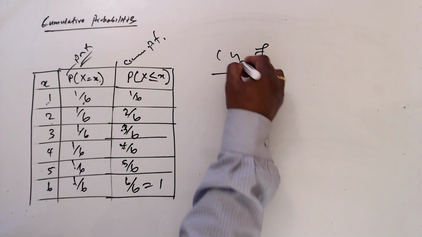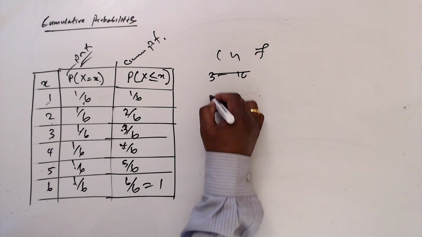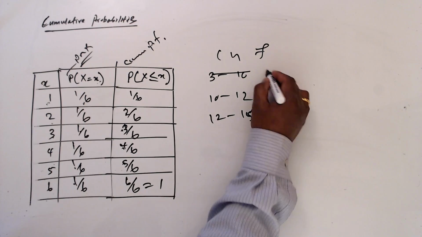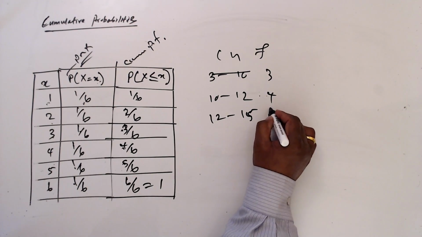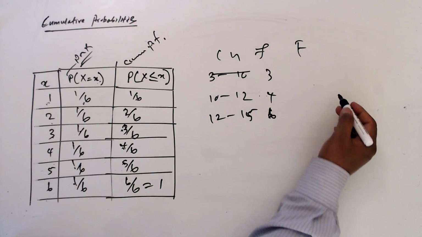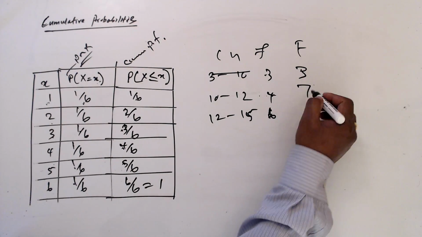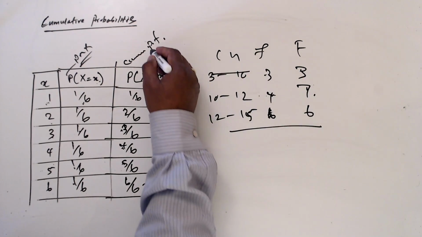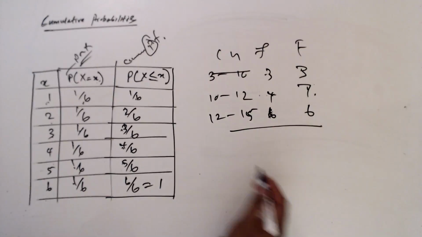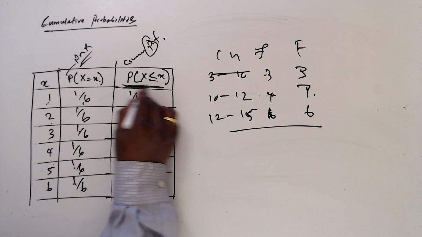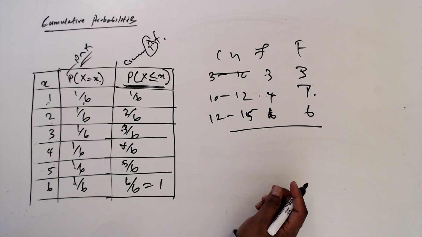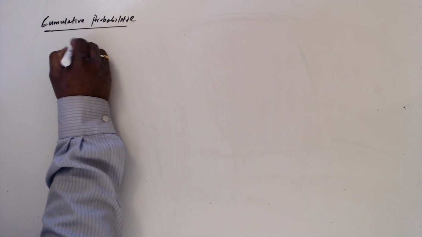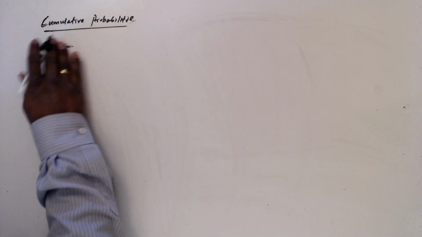Actually, you can remember that we worked out frequency, right? These are class intervals 3 to 10, 10 to 12, 12 to 15. So the frequencies are 3, 4, let's say 6. Then we write the cumulative one. So this is 3, 3 plus 4 is 7, 7 plus 8. So that is frequency, cumulative frequency. Now this is cumulative probability. That's all. So that function is defined like this. Nothing special.